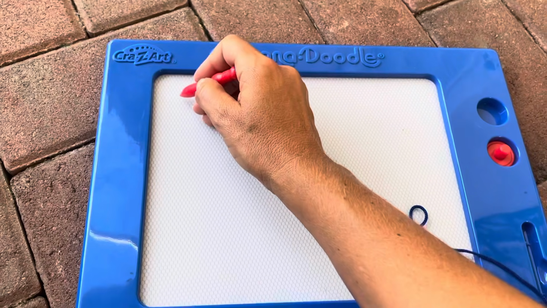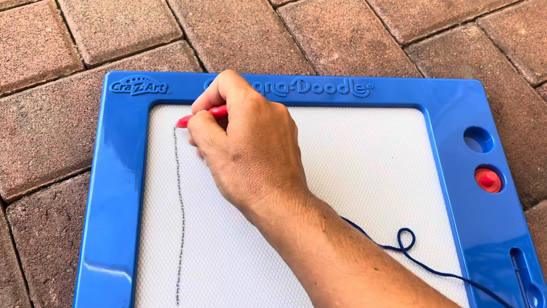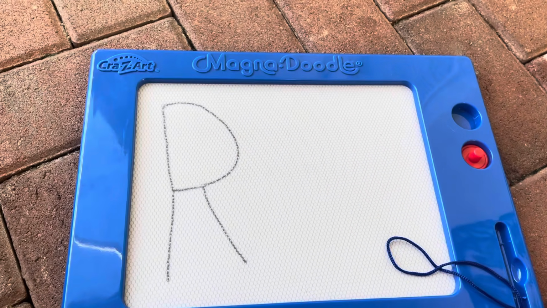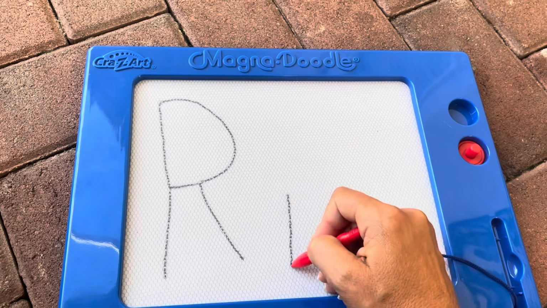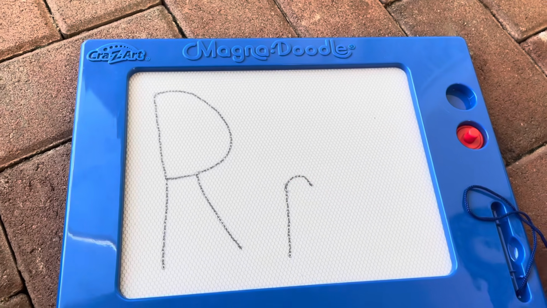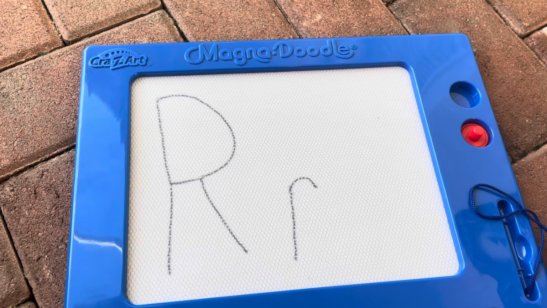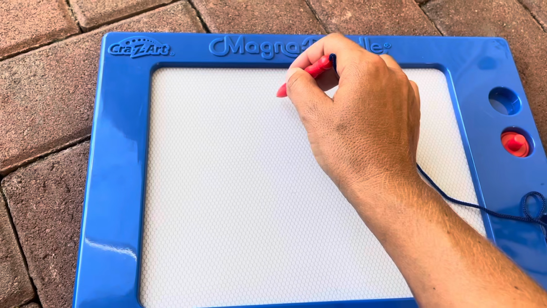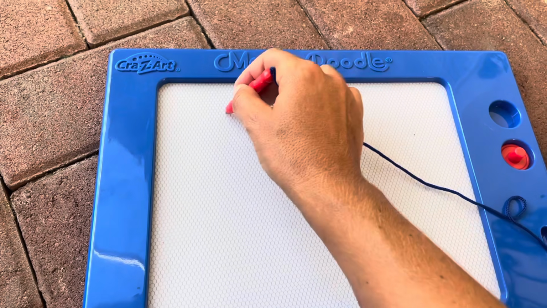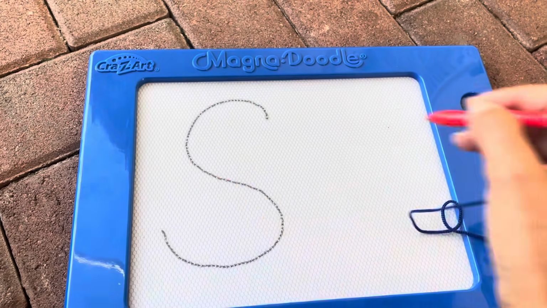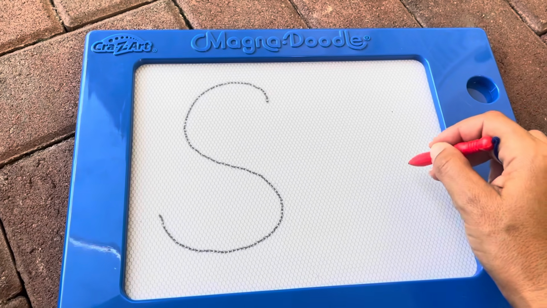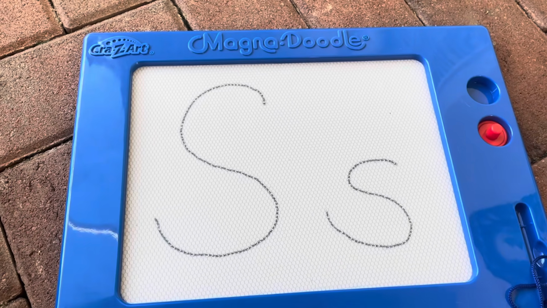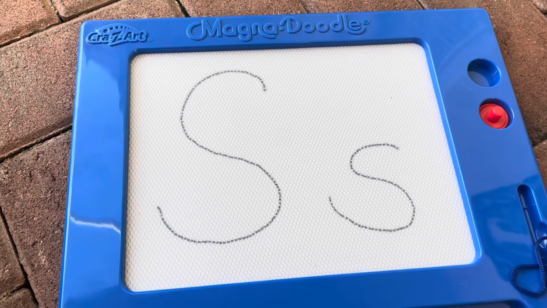Now for the letter R, starting at the top, straight line down, make a little bump, and a kick. And a lowercase r, straight line down, like that. And R says rr, like in red. Now for S, you know this is my favorite letter. Start at the top and snake around. And that's an uppercase S and a lowercase s. And S says sss, like in snake.